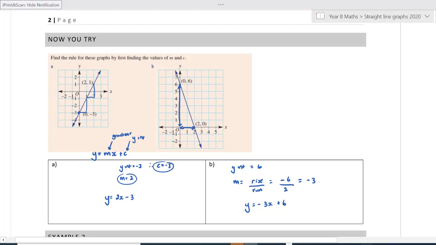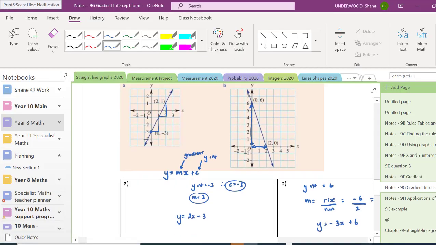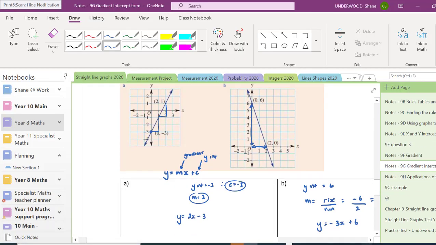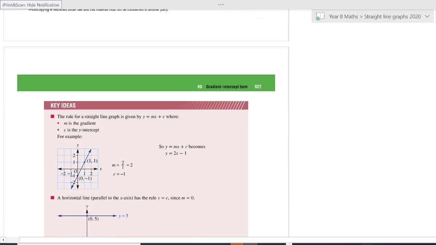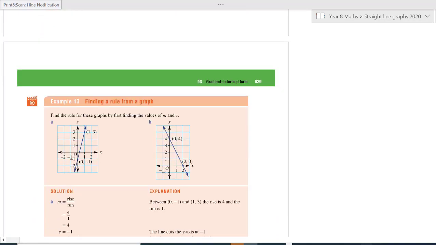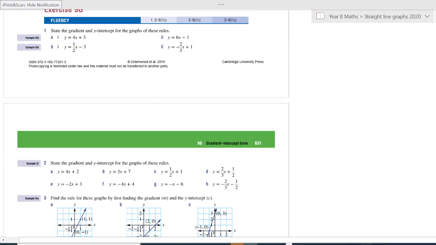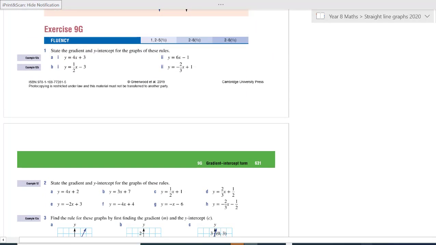Okay, so you're going to have similar questions like this. In 9, if I was to show you the 9G coursework, you're looking at questions where, first of all, the first question or two will be asking you to find the gradient and intercept. So here the gradient is equal to 1/2, and the y-intercept is equal to the constant with the sign, -3, doing it like so.